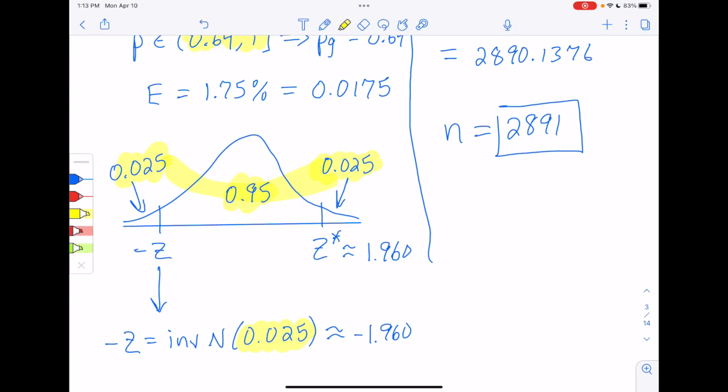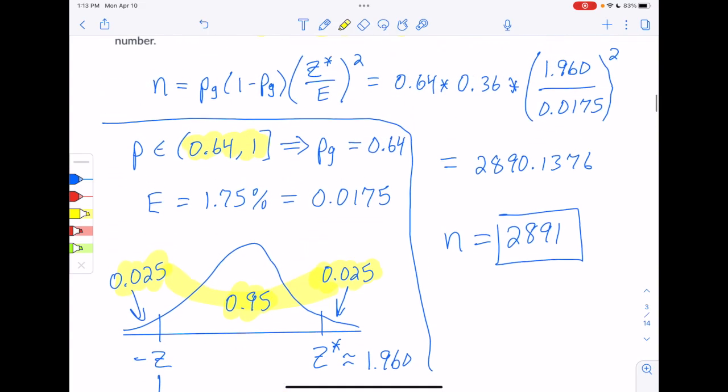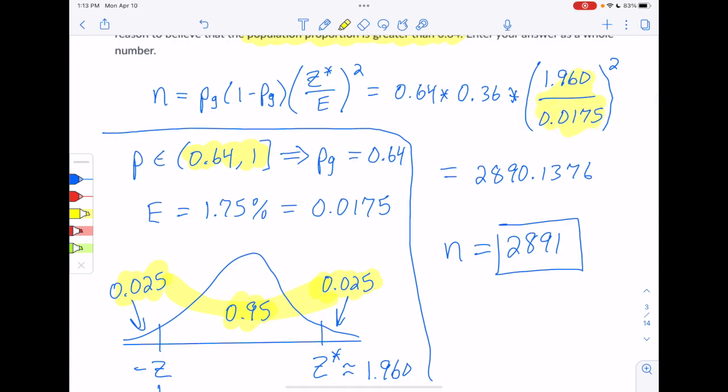Remember to make sure that you have both of these numbers inside the parentheses and the square on the outside so that you're squaring the whole fraction. And then make sure that even if it's closer to rounding down, that you still round up, because we always round up when calculating sample size for confidence intervals to make sure that our sample size is never too small.